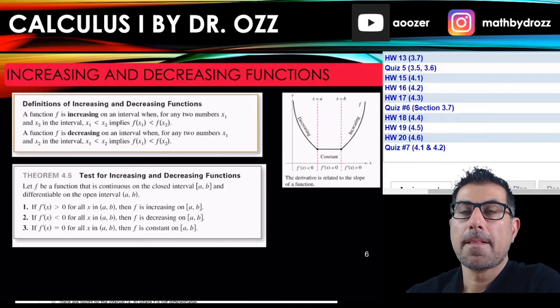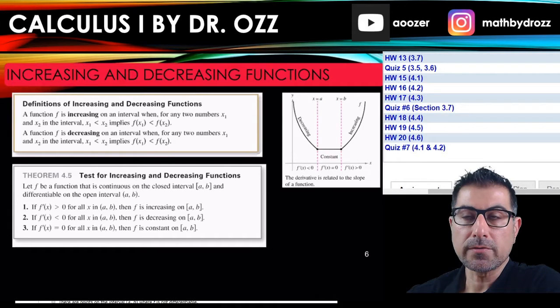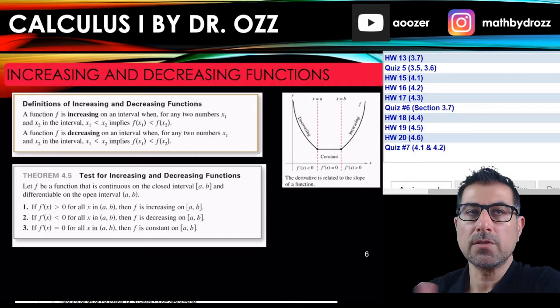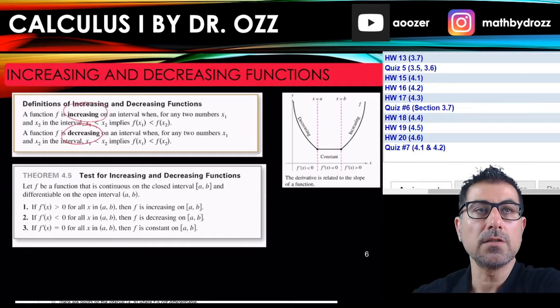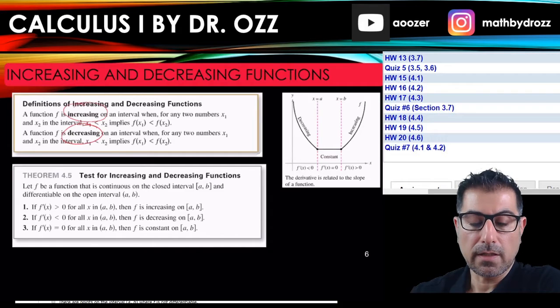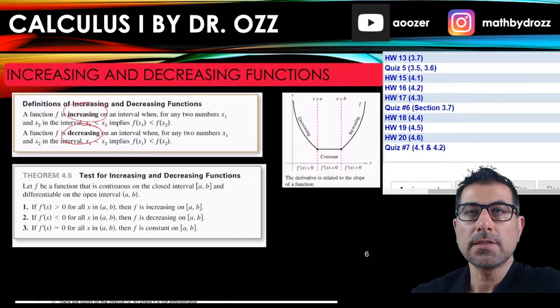All right, the next section that we're going to go over is 4.3. In 4.3, we had increasing and decreasing functions. We were trying to, in fact, find open intervals on which the function is increasing or decreasing. So we had the definition of what it means to be increasing or decreasing on an interval, and in fact the increasing and decreasing concept is tied to the first derivative of the function.